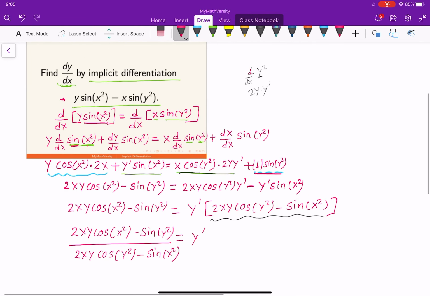So we had the given implicit equation over here. Our goal is to find the derivative of y with respect to x, or in the abbreviated form y prime, and that's precisely what we have done over here.